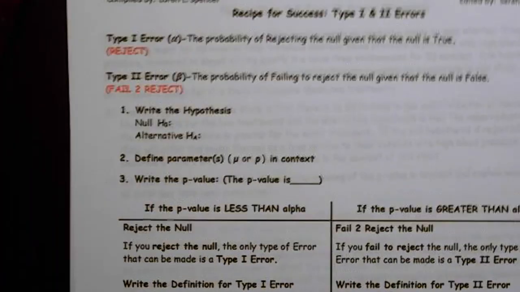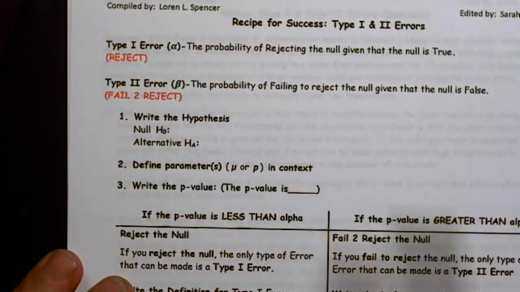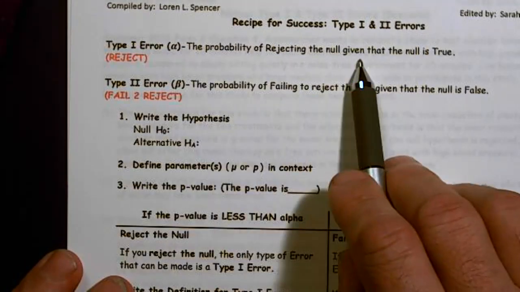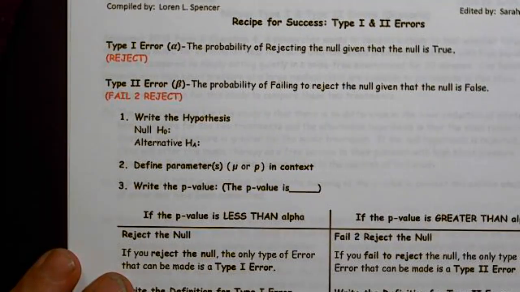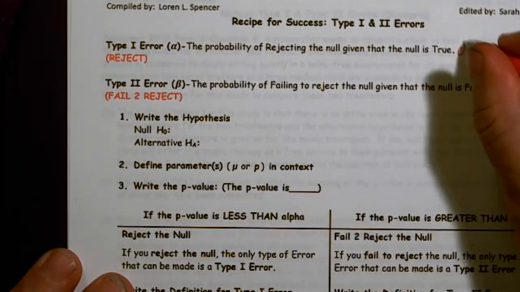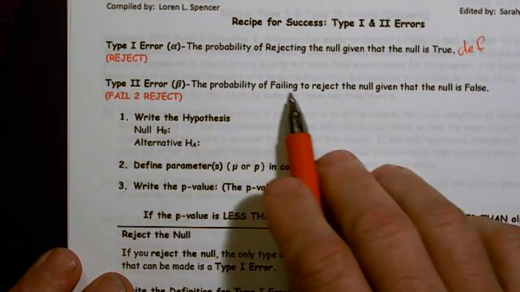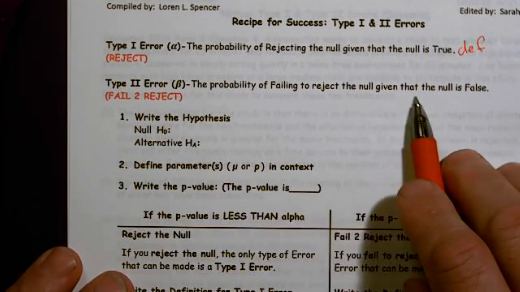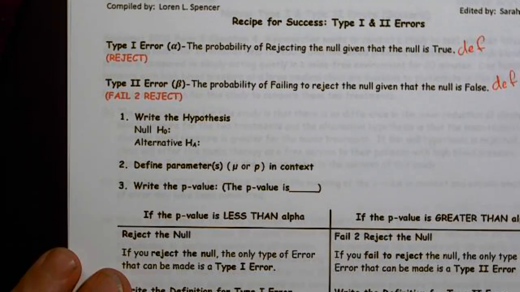So the very first thing is type 1 error, and all it says is measured by alpha, the probability of rejecting the null given the null is true. This is just a definition, right? And the purpose of this is you're going to need to refer to it. So that's the definition of type 1. Type 2, the probability of failing to reject the null given the null is false. And this is also just a definition.